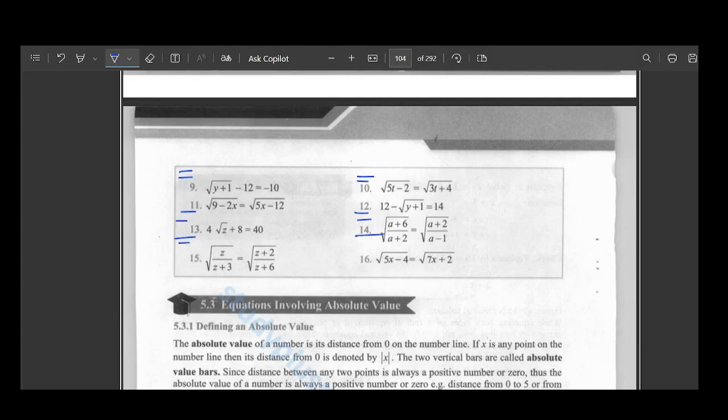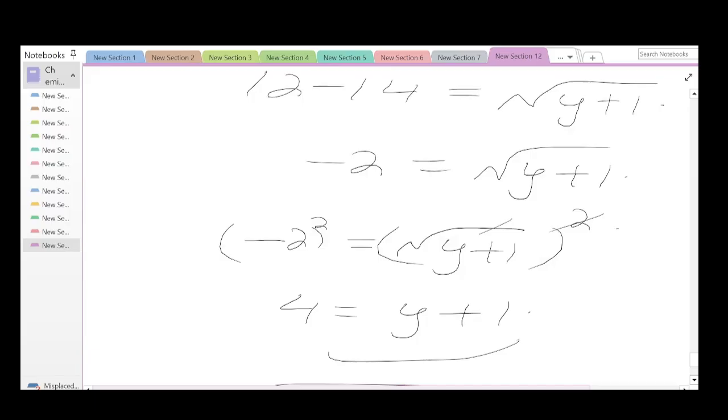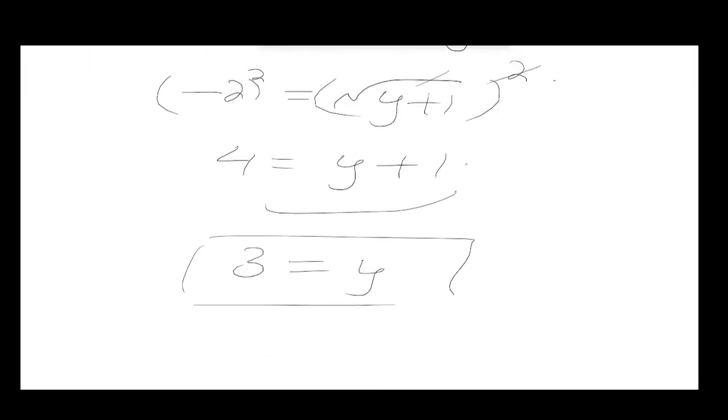Now let's move on to question number 14. Here we have a plus 6 divided by a plus 2, and then we have the radical sign upon it. This is equal to a plus 2 divided by a minus 1 with the radical sign upon it. So how can we solve this expression? First, let's write the expression here.